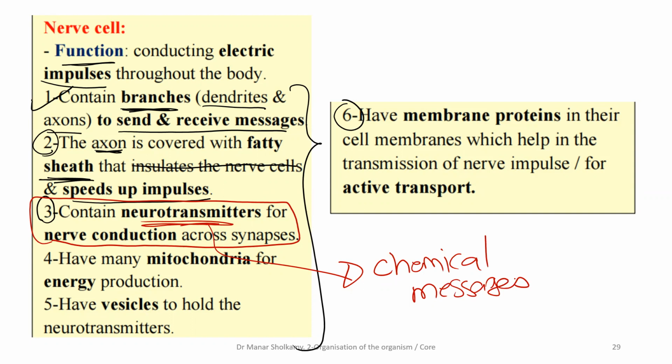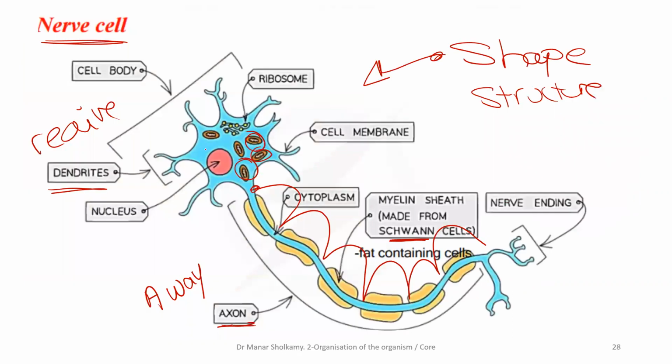They contain the message itself. They contain the chemical that will be sent from one nerve cell to another. This neurotransmitter, this chemical, is not present except in nerve cells. It is not present in red blood cells. It is not present in muscle cells. Okay? So the nerve cells inside their cell bodies here, they contain neurotransmitters.